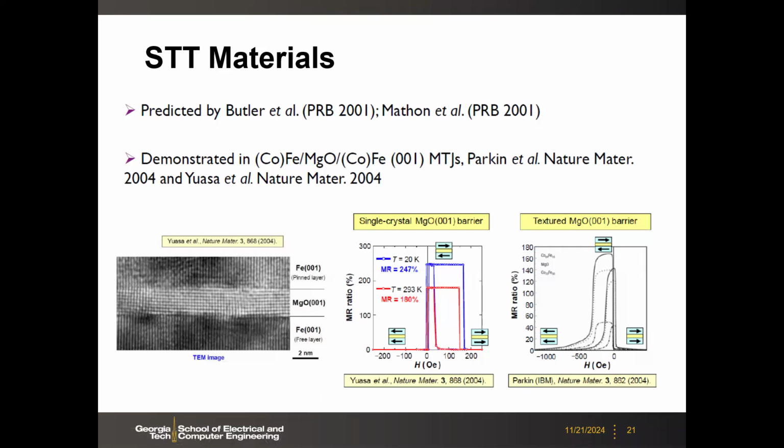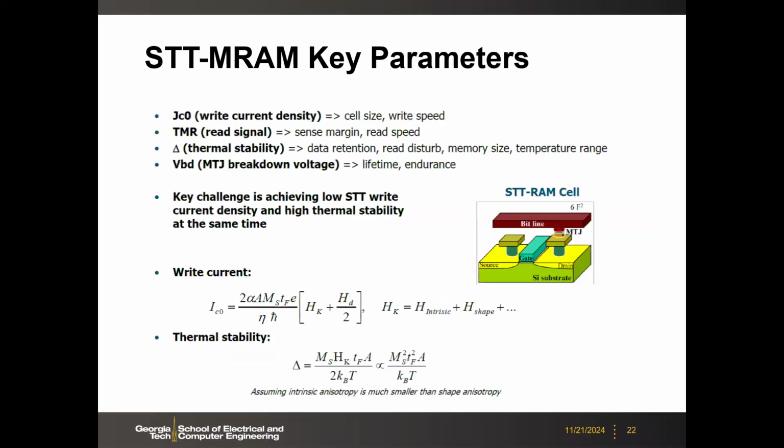this was the early research, and then let's look at the key metrics we want to evaluate. So first, the JC0. That is a critical current or threshold current to write. So this is the threshold current. Of course, the write margin is defined by the TMR, the on-off ratio.